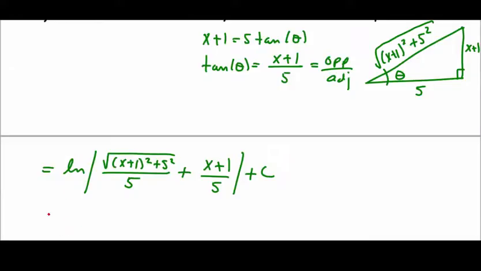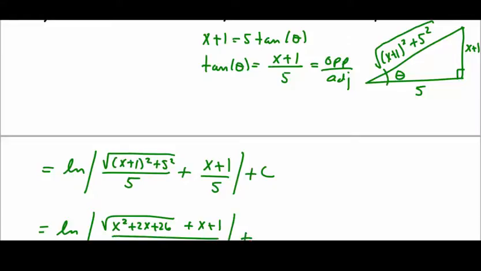Now, there's a couple things I want you to be aware of. I could rewrite this several different ways. In my math lab and on your handwritten homework, we're going to ask you to simplify. So if I expand this, x plus 1 quantity squared is x squared plus 2x plus 1. 1 plus 5 squared is 26. So this is x squared plus 2x plus 26, what I started with, plus x plus 1 all over 5. So this would be the simplified solution.